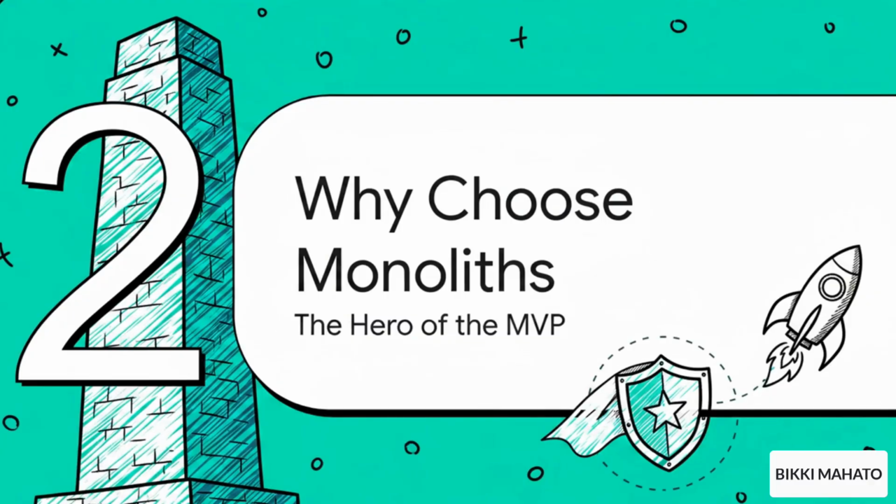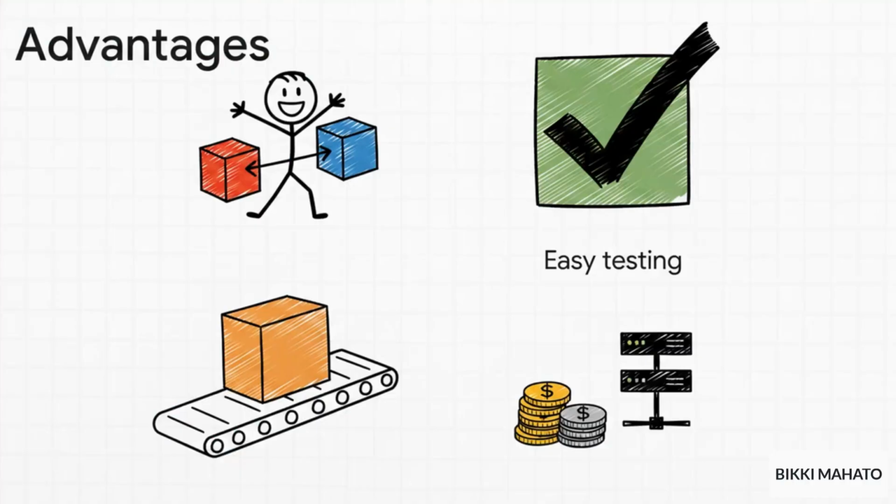Moving on to Section 2, why teams choose monoliths, the hero of the MVP. So why is this pattern the undisputed champion of new products? Well, for early-stage development, the advantages are just undeniable. A single code base is so much simpler to understand and set up. Onboarding new developers? Way easier. And testing? End-to-end tests and chasing down bugs are a breeze when everything is running in one single process. Deployment is also super easy because you only have one artifact to push. That means way fewer moving parts in your CI/CD pipeline. Plus, it comes with a much lower initial infrastructure cost. Less stuff to spin up, fewer services to manage.